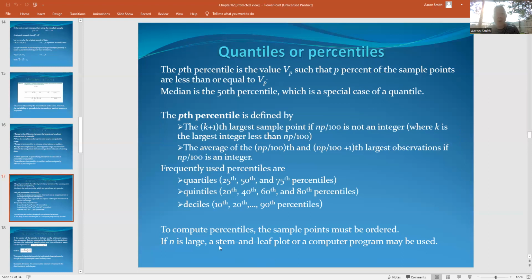Now, if n is large, a stem and leaf plot or a computer program should be used. Okay, if you're doing statistics professionally, always use a computer. Don't bother with a graphing calculator. Get software that is your industry standard and use that. Do not be doing pencil and paper statistics. Do not be using a graphing calculator. Do it the way that your stakeholders will accept it. Be a professional.